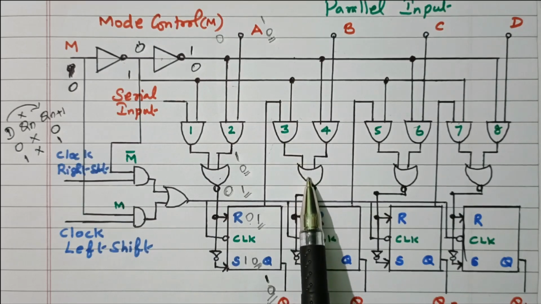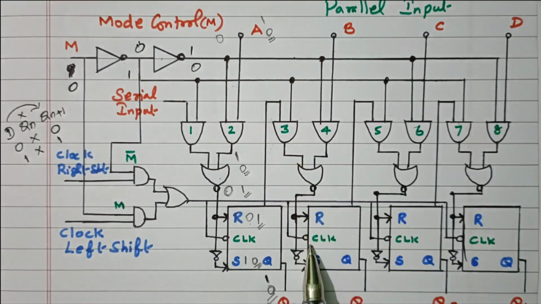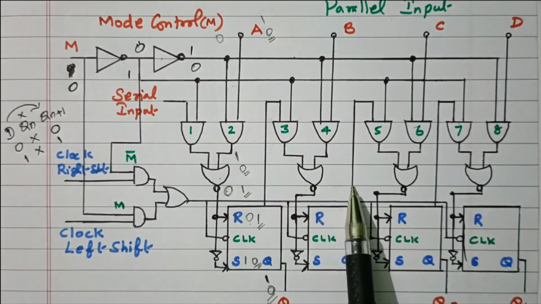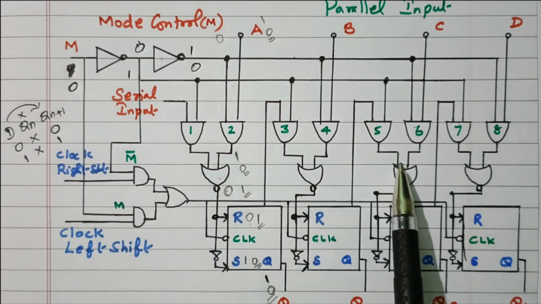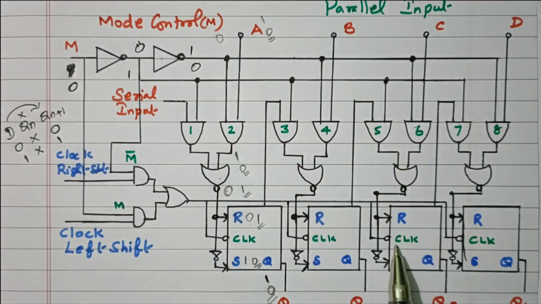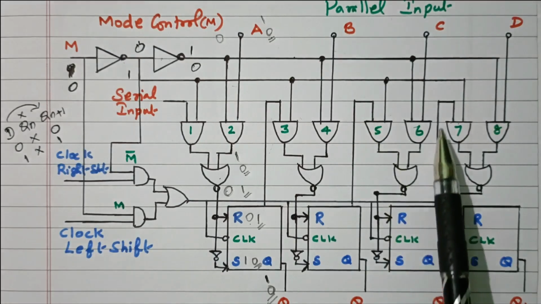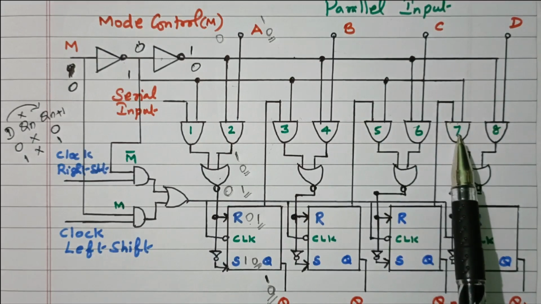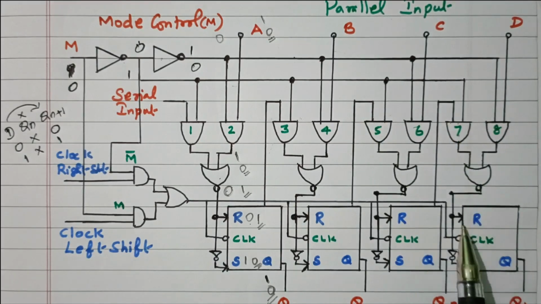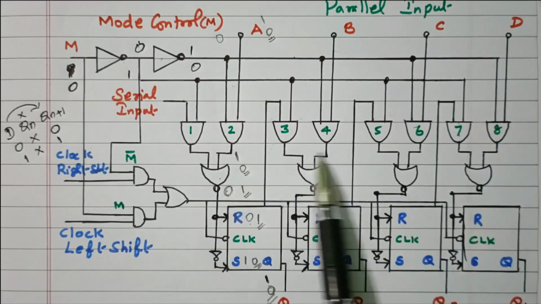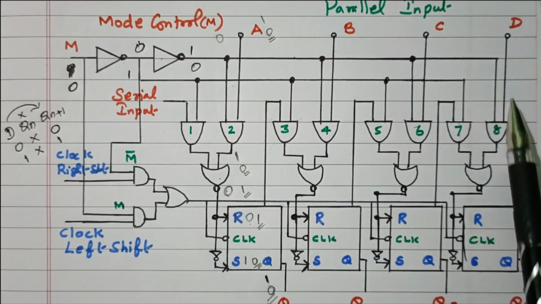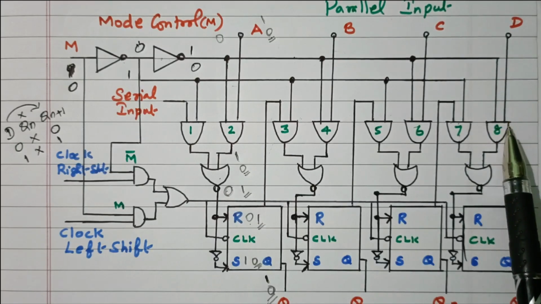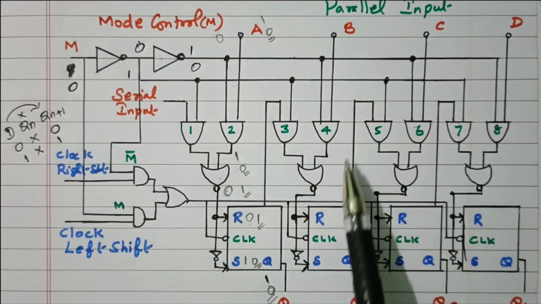From the third AND gate and NOR gate, it goes to the second flip flop. Then the output of the second flip flop goes to the fifth AND gate. From the NOR gate, it goes to the third flip flop. The output of the third flip flop goes to the seventh AND gate. Through the NOR gate, it will go to the next, fourth flip flop. Like that, the data will be transferred. Similarly, if we give the input here, then it will perform the left shift operation.